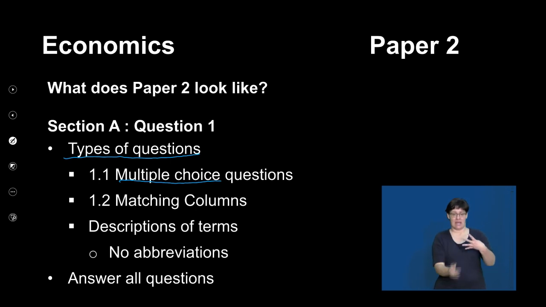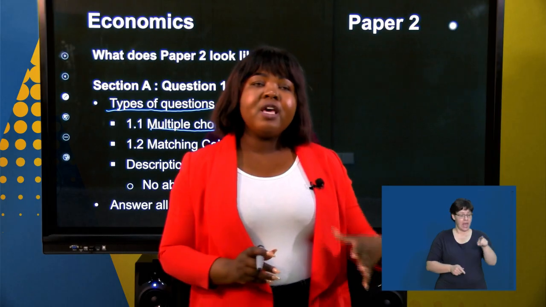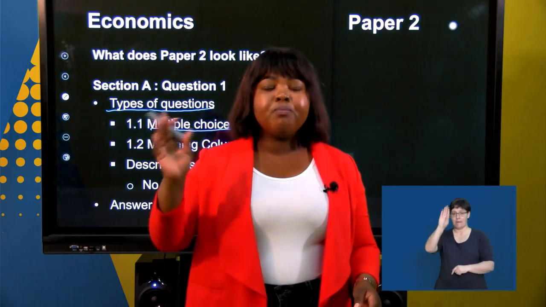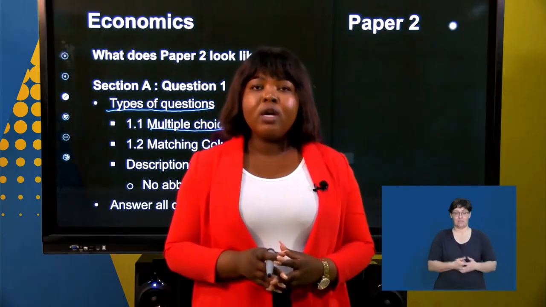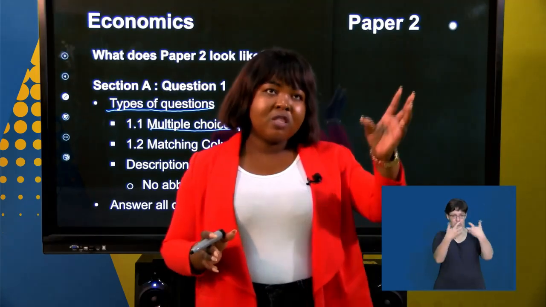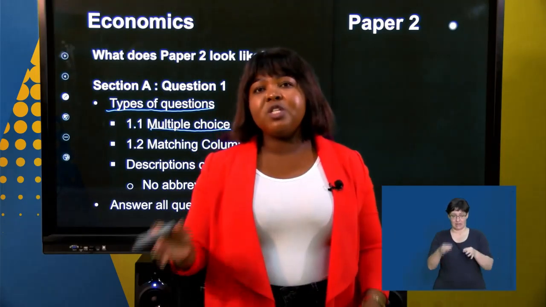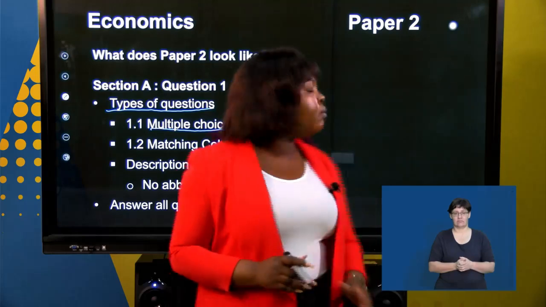And then we've got our question 1.2, which is the matching column, where you are given 2 columns, column A and also column B. Column A is the concept, and then column B is the description to the column. So you are supposed to match the term with the befitting description in column B there.